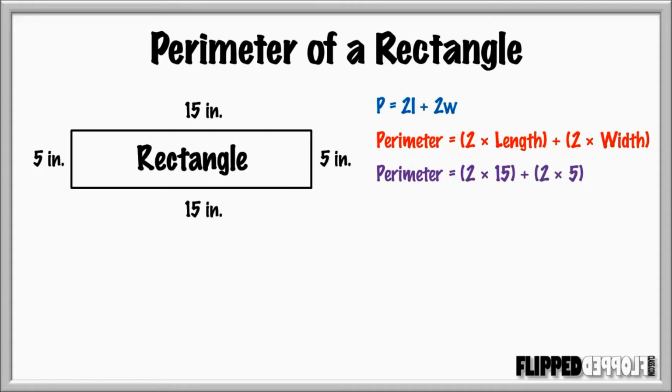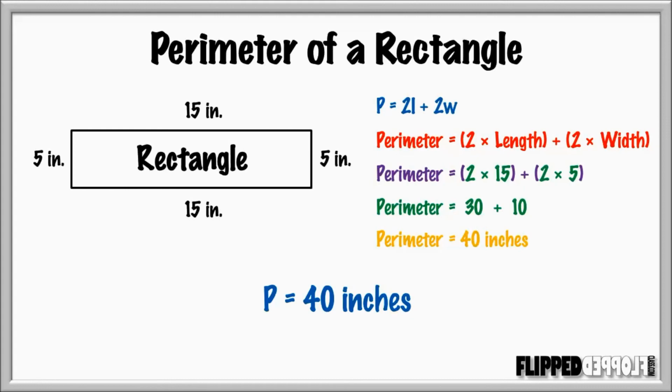Now let's start with our parentheses first, from left to right. So we're going to multiply 2 times 15. 2 times 15 equals 30. Now let's do our other parentheses. So 2 times 5 equals 10. So now we add 30 plus 10, which gives us a perimeter of 40 inches. So the perimeter of our rectangle is 40 inches.